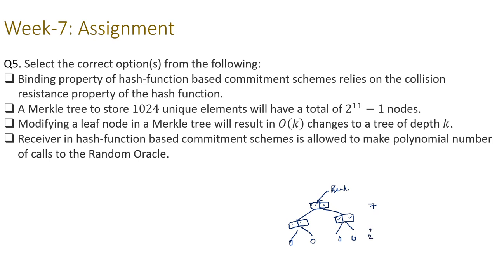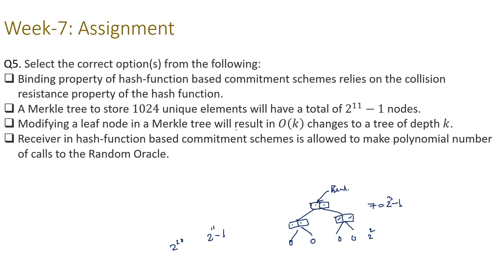So 4 is 2 to the power 2. You can see that 7 is nothing but 2 to the power 3 minus 1. So similarly, if there are 1024, that is 2 to the power 10 leaf nodes in the tree, then we will have a total of 2 to the power 11 minus 1 nodes in the whole tree, right? Okay, so this is true.